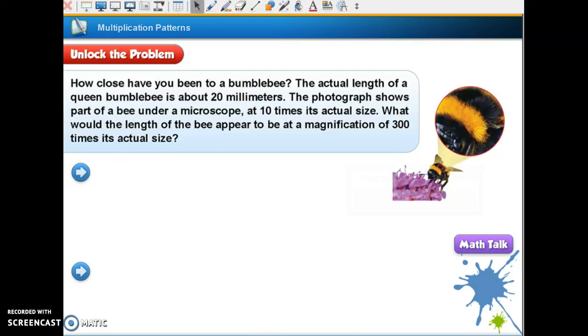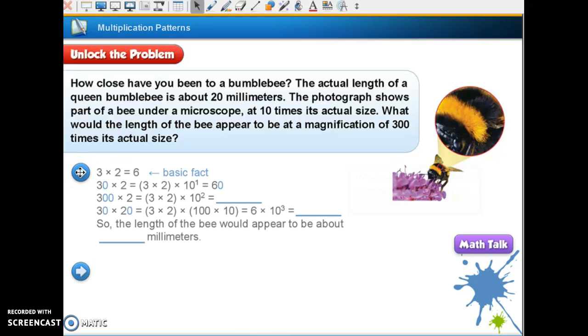So this is 10 times its actual size. What would it be at 3 times its actual size? Well, remember they said the bumblebee was 20 millimeters. We can take our 3 and our 2. That's a basic fact, right? Easy. You learned that a long time ago. What is 3 times 2? 6. Then we can add a 0, because we're taking it times 30. So we still have our basic fact of 3 times 2.